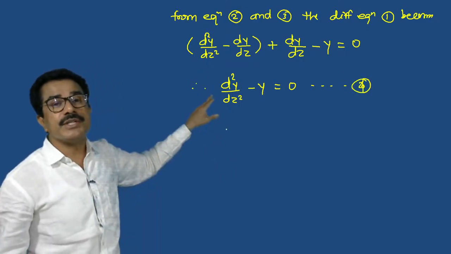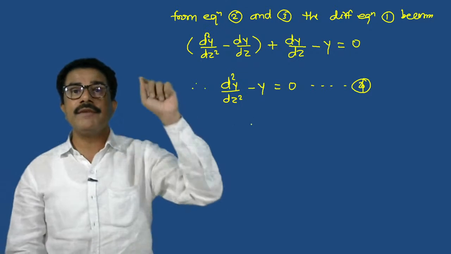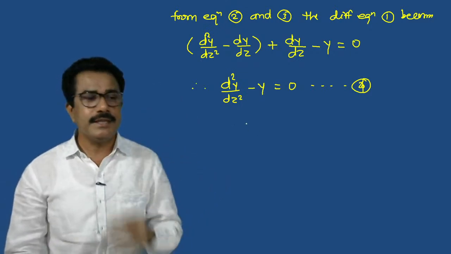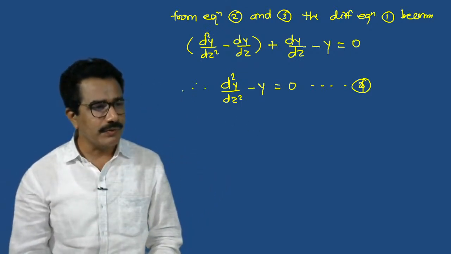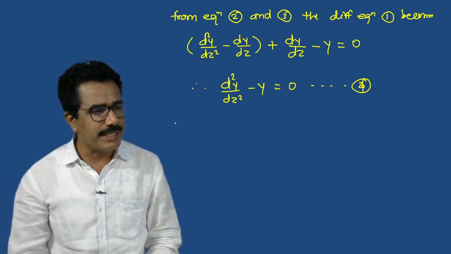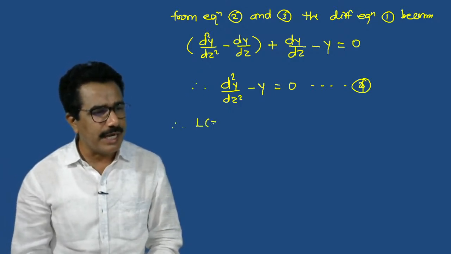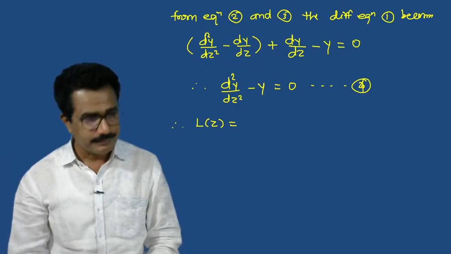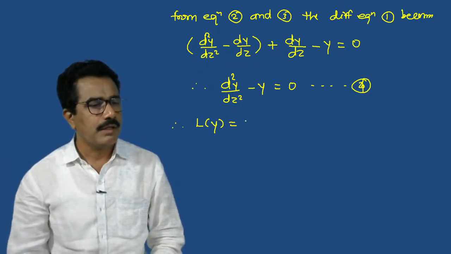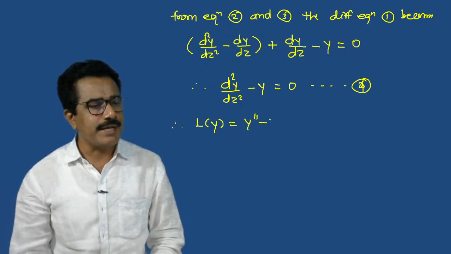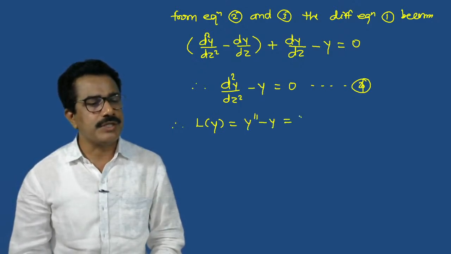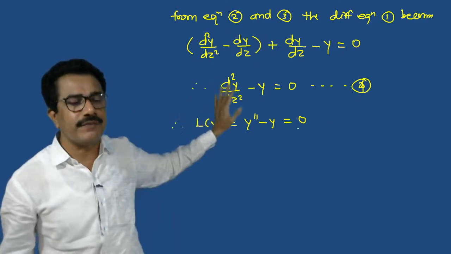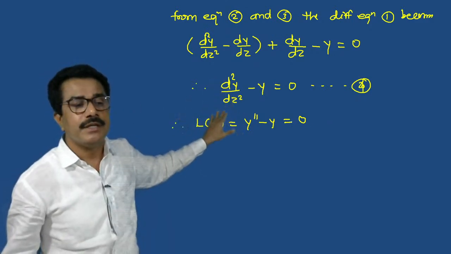Now this is a homogeneous differential equation in the form of z. So we can also write L of z is equal to L of y, which is equal to y double dash minus y, which is equal to 0. Note that this is a differential equation in the form of z.